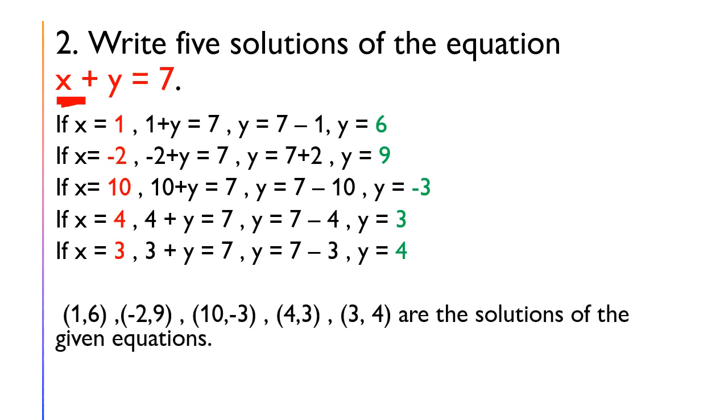So I write down in this way: 1 comma 6, in the next bracket minus 2 comma 9, in the third bracket 10 comma minus 3. So these are all the solutions of the given equation. So x and y can have various values. Okay, so one equation is having many answers here. So these are the solutions of the given equations.